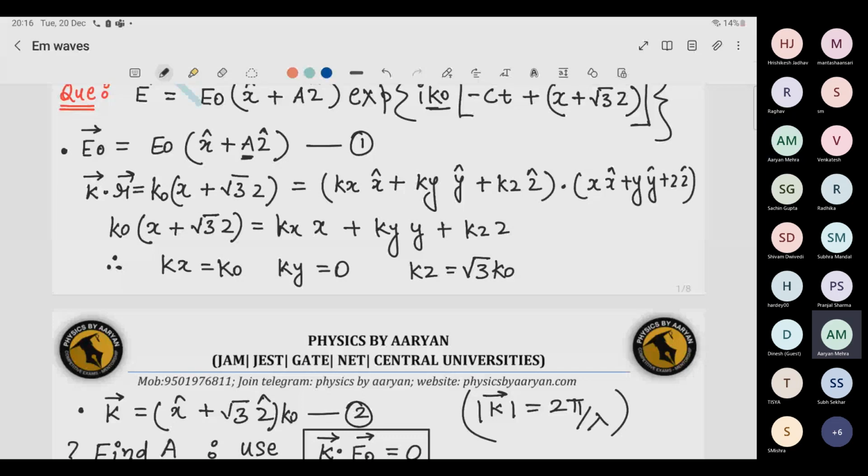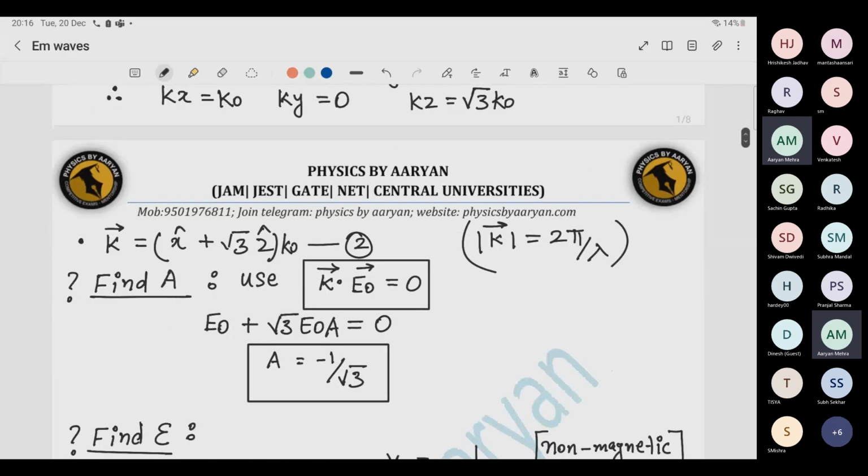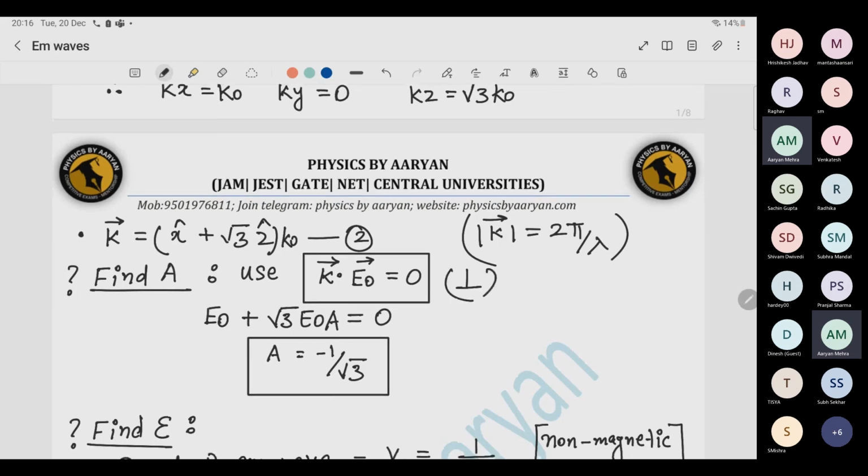Or it doesn't matter in which direction the wave is going, my electric field can be in any direction. What do you think? Sir, it has to satisfy the transverse condition. Right. So it has to satisfy the transverse condition. And what is that condition? That your K vector and the direction of electric field must always be perpendicular. That's why their dot product will be 0. So K dot E naught will be 0.